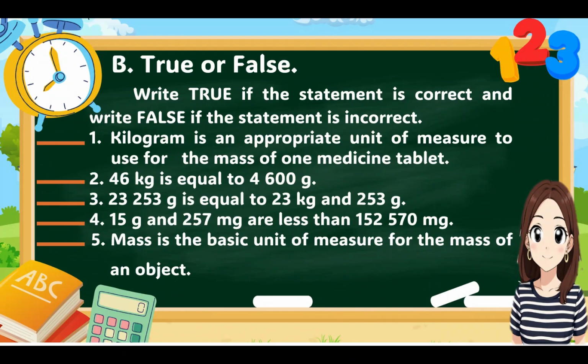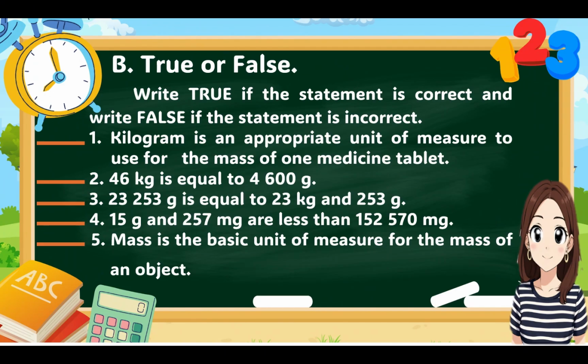Now let's answer if it's true or false. Write true if the statement is correct and write false if the statement is incorrect. Number 1, kilogram is an appropriate unit of measure to use for the mass of one medicine tablet. Number 2, 46 kilogram is equal to 4,600 grams.